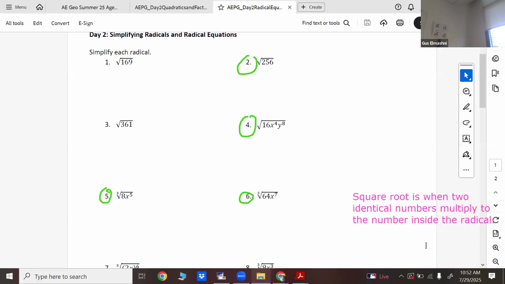So I'm hoping it's 16. If you had to use a calculator, I suppose it's fine. But 16 times 16 is going to be 256. So yeah. So that's 16.